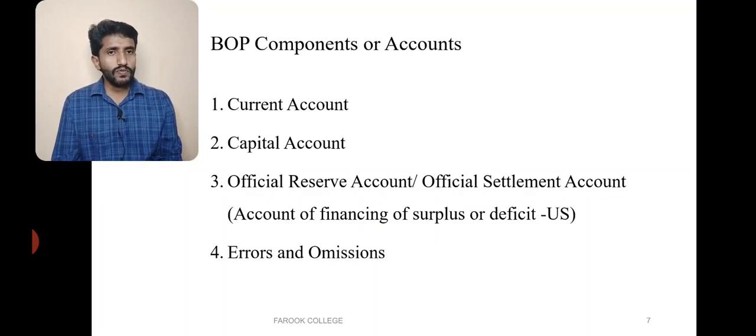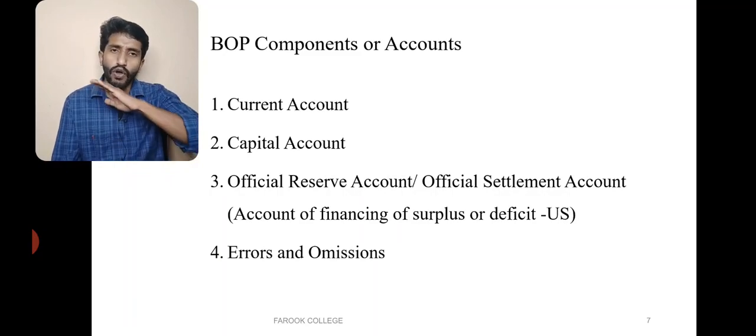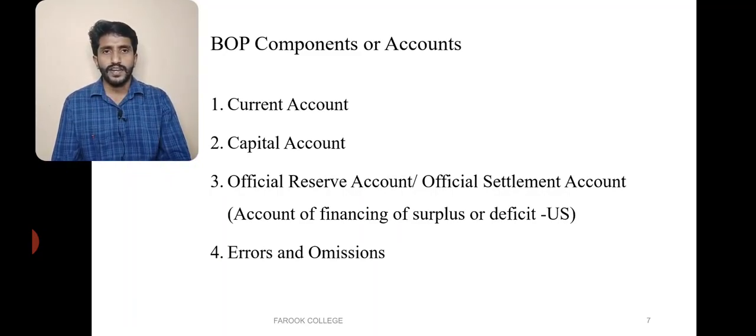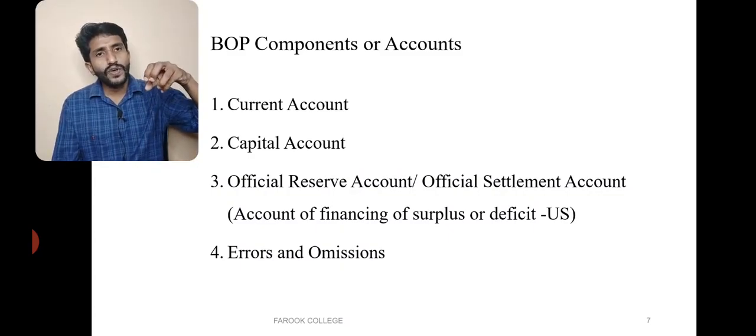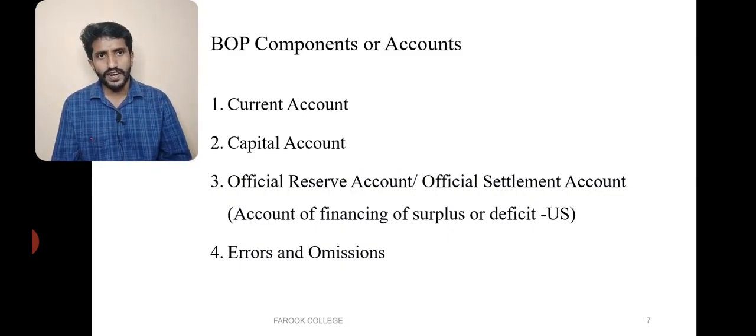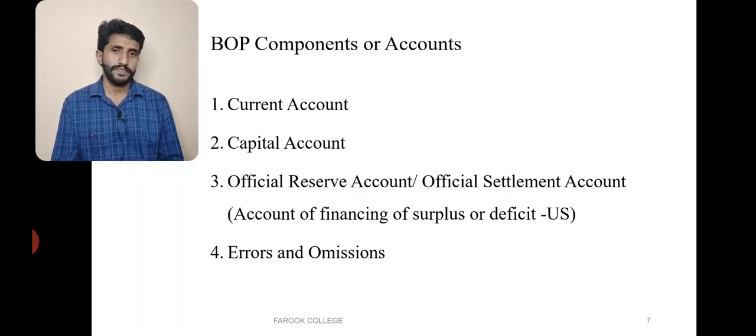Now, what are the different components or accounts of balance of payment? Now we got the idea of what balance of payment is. It is all the transactions recorded in a particular time, normally a year. So what are the components or accounts of balance of payment? There are different accounts like current account, capital account, and thirdly official reserve account.